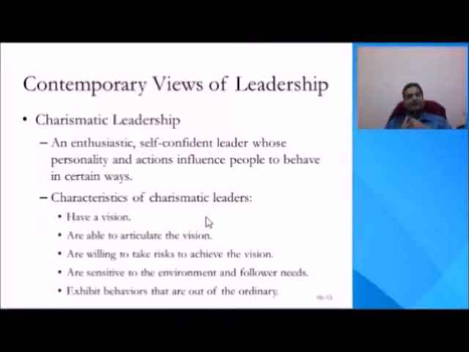Now, they are very enthusiastic, self-confident leaders whose personality traits and actions influence the people to behave in a certain manner. So you get really impressed by the personal characteristics of the leader, and then you become motivated to be his followers and do what the leader expects you to do.